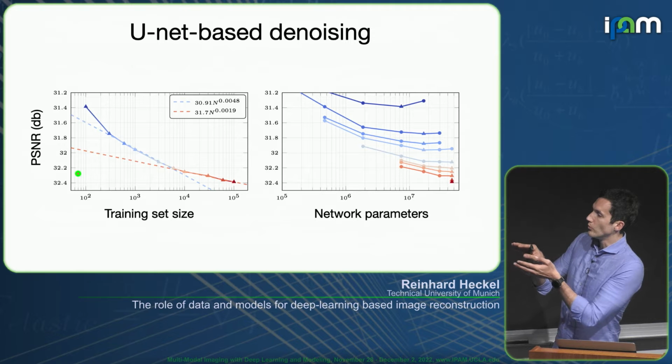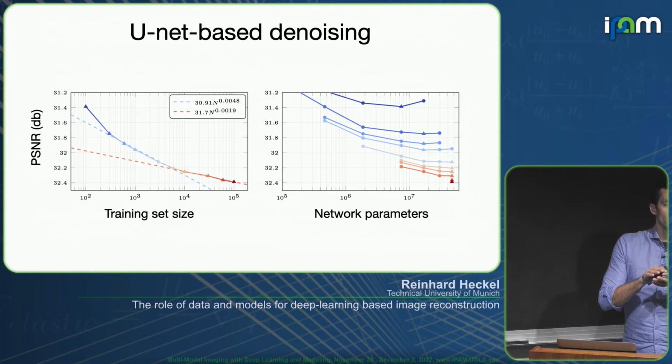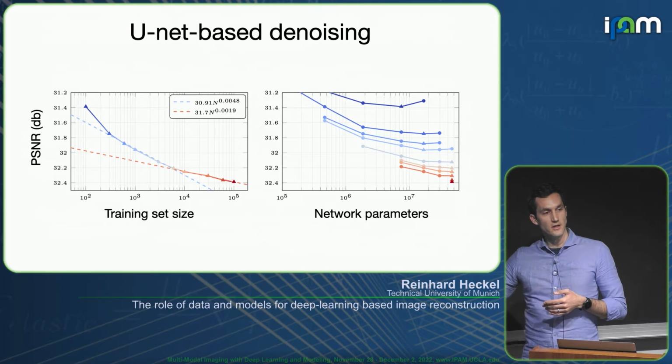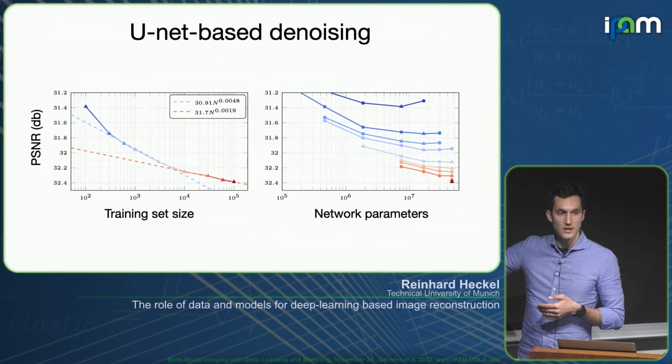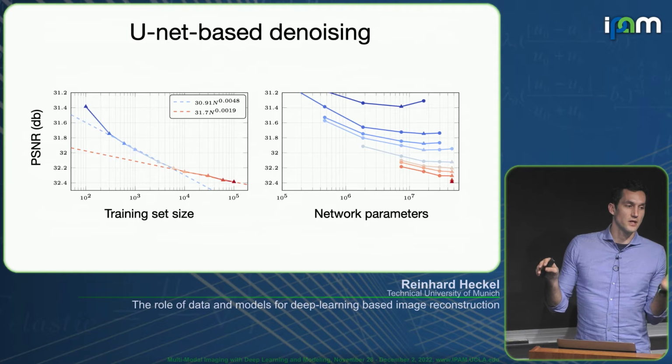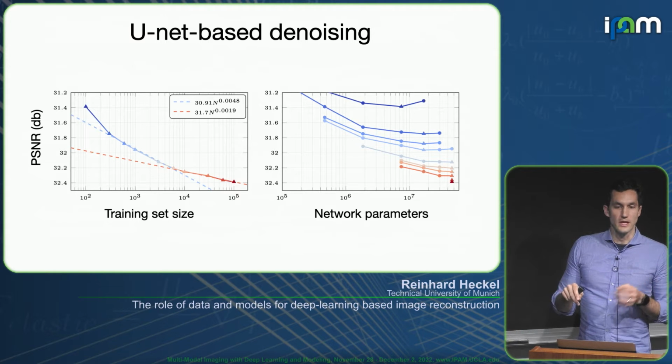Of course, we don't know how these scaling laws continue, right? But we expect that they don't get steeper again. And if they continue at that rate, that suggests that at least for U-net-based denoising, increasing the data set size further has very marginal benefits.